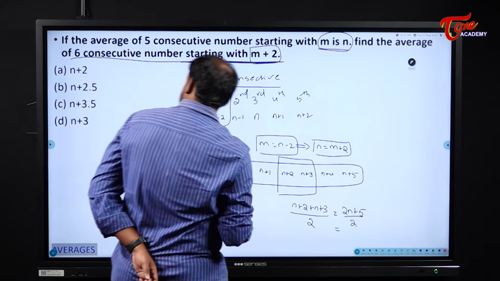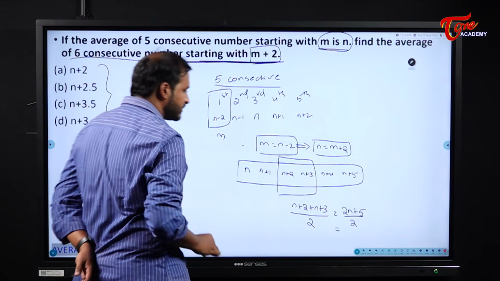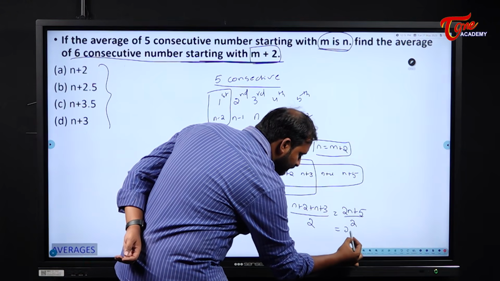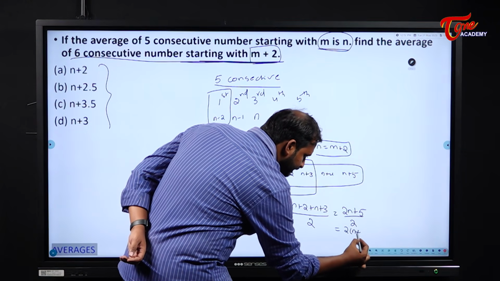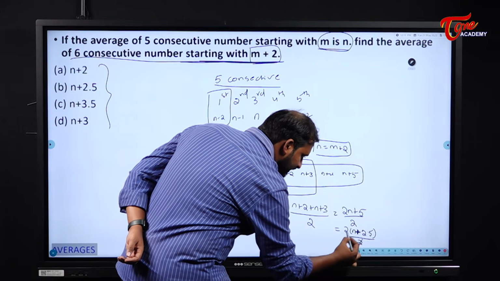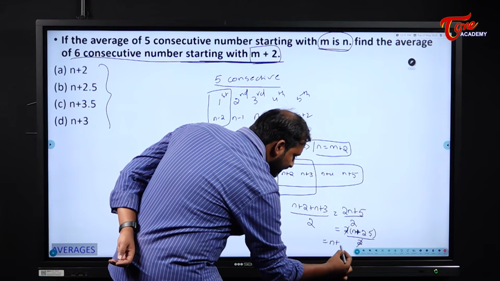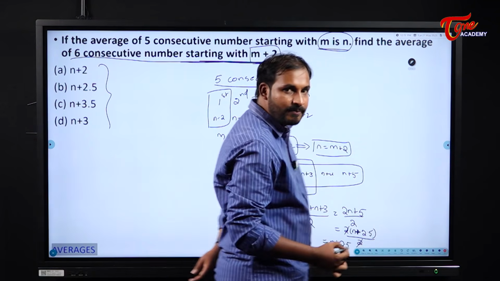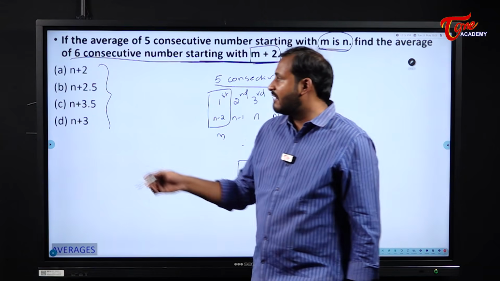If I want to make it equal to these options, what can I write? 2 times of n plus 2.5, by 2. So 2 will get cancelled. What is the average I will get here? n plus 2.5 will be the new average for me here.